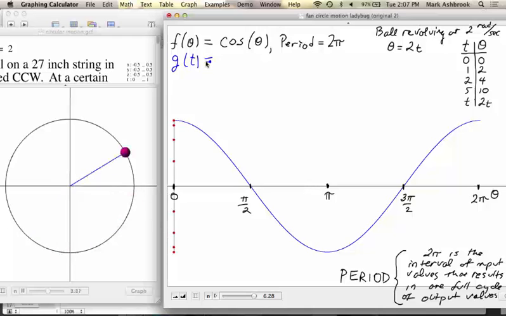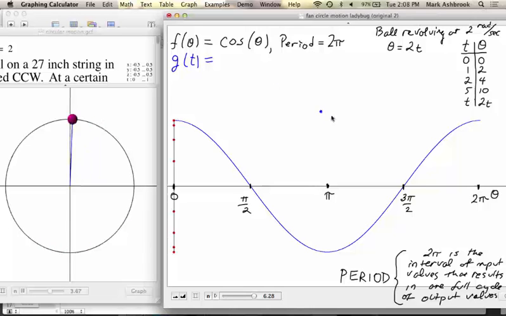I want the input now to be time of this function, and then I want it to output the same horizontal distance from the right of the vertical diameter. So I want the input of this quantity g to be time elapsed since we started swinging, and then the output is going to be the horizontal distance to the right of the vertical diameter. Who can write what that function is? Can you tell me what that is?